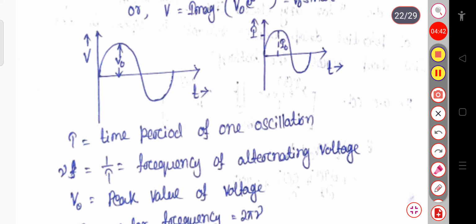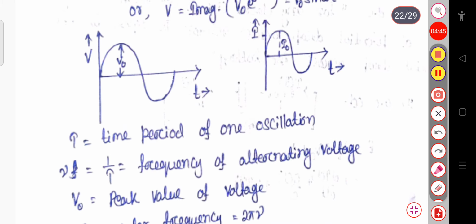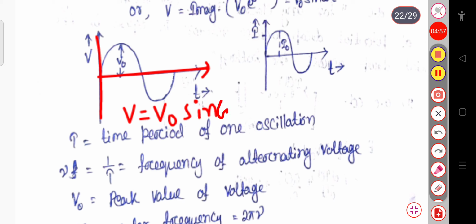Now if I plot this potential versus the time curve, then you can see this is basically the V equal to V naught sin omega t curve, because at t equal to 0, sin 0 will be 0. So our graph will be like this, and this basically represents V equal to V naught sin omega t.